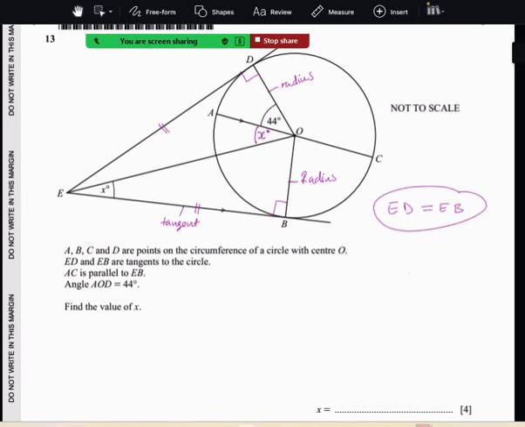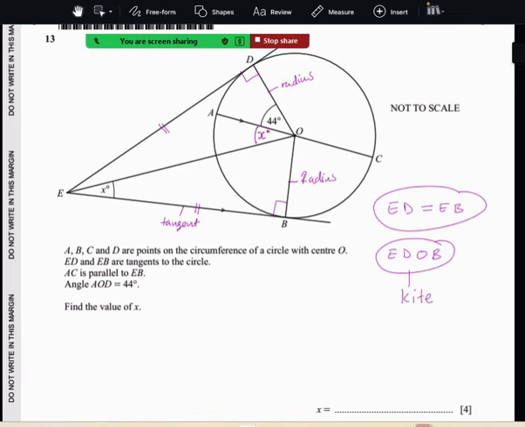Now, there's a quadrilateral that we just formed here. Look at EDOB. What type of a quadrilateral is that? It's a quadrilateral, but what type of a quadrilateral is that? Yes, a four-sided shape. Look at EDOB. It's a kite.